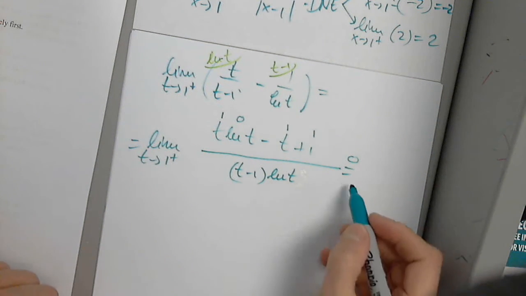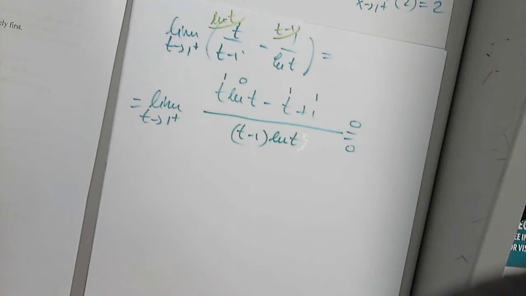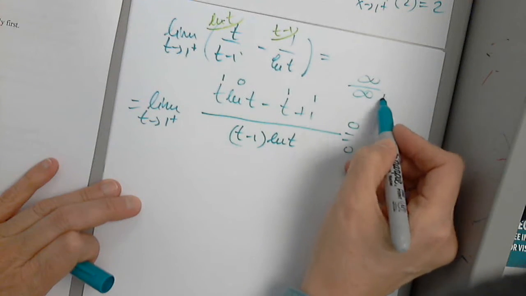Okay, so 0 over 0. Now I know what we can do. I did see on this test that I just returned today that you differentiated a product using L'Hopital's rule. We can't do that. L'Hopital's rule works only in these two situations.